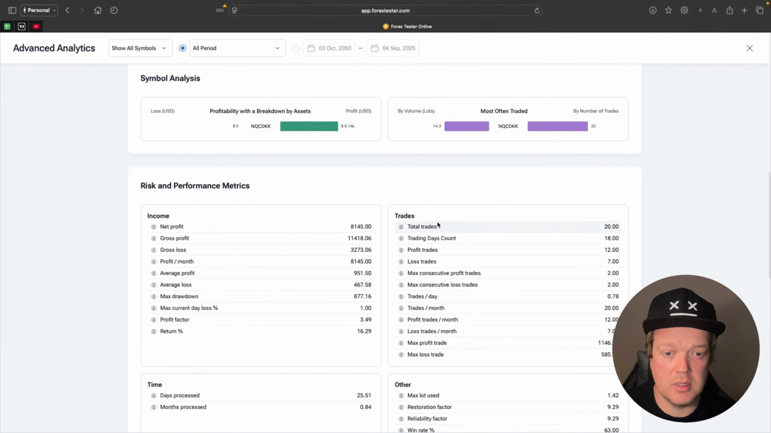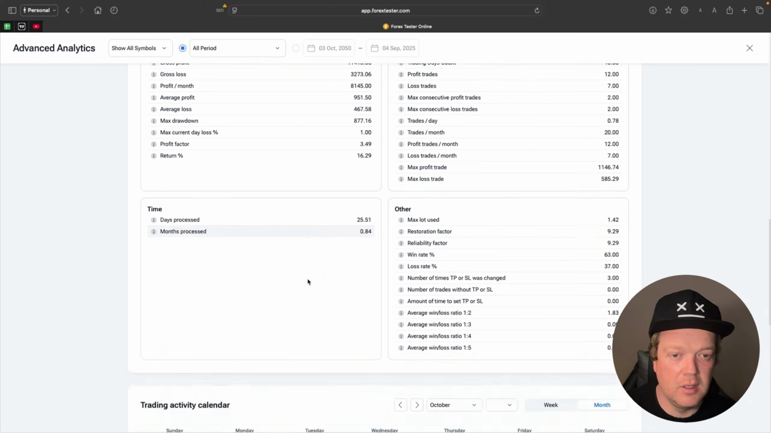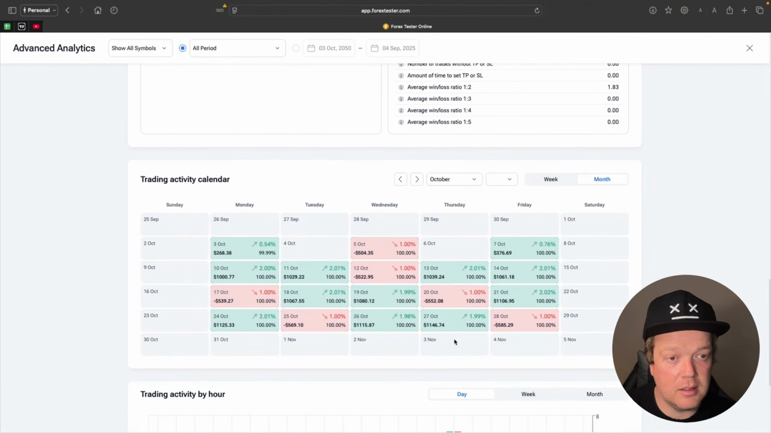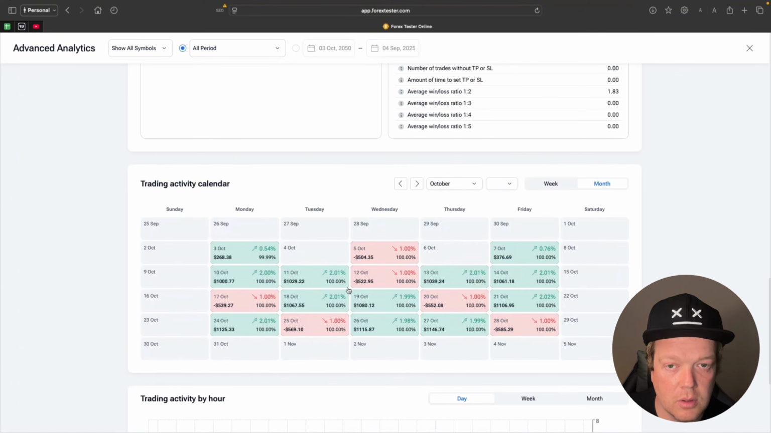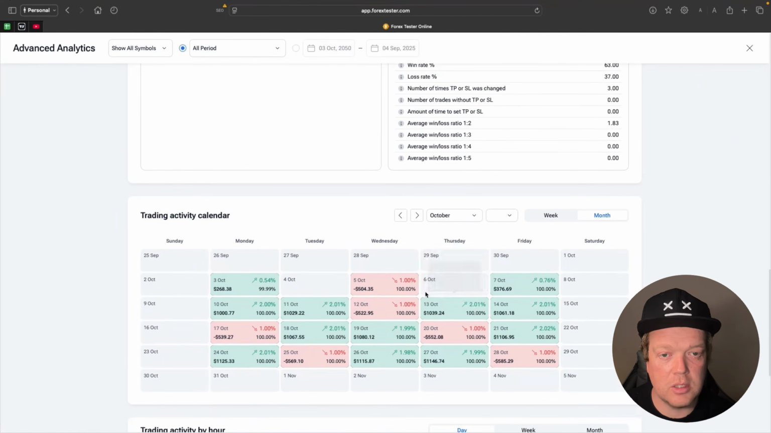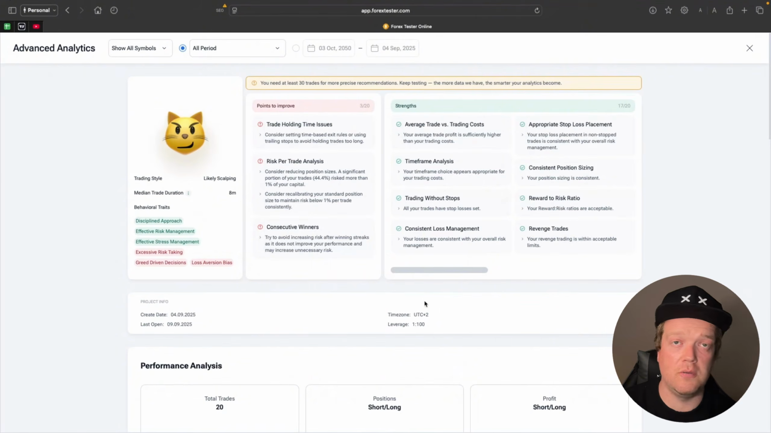Here's the net profits, your trades, the other analytics like your TPs, your stop losses, your win rate, your lose rate. Days processed was 25. Here you can see there's a nice calendar, winning, loss, winning, loss, winning, and so forth, as you can see right over here. So this is a good thing, the smart analytics, the advanced analytics that will help you determine is your strategy working or not.